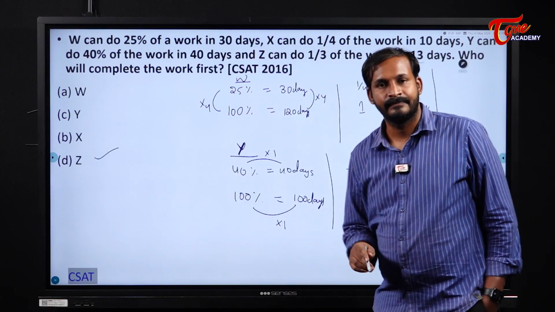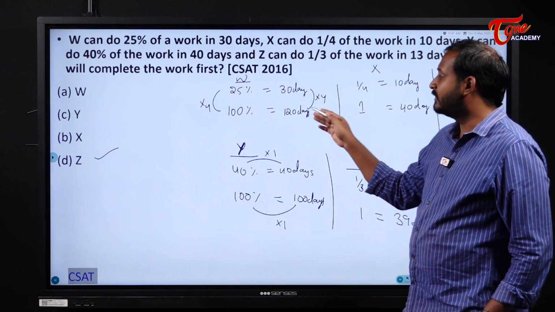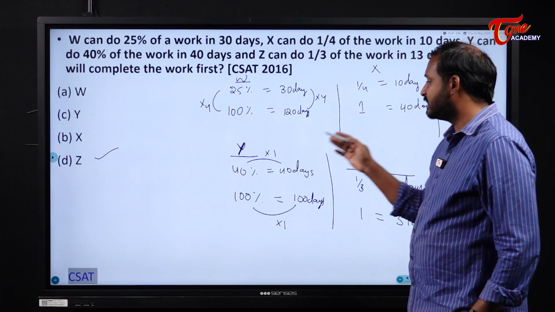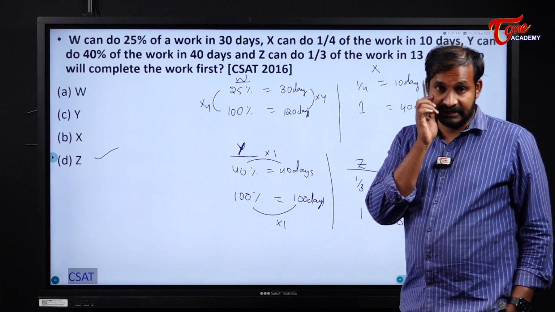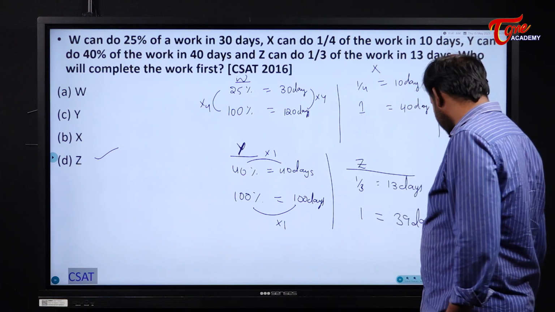Understood, students? W will take 120 days, X will take 40 days, Y will take 100 days, and Z will take just 39 days. 39 days. Understood? Next one.